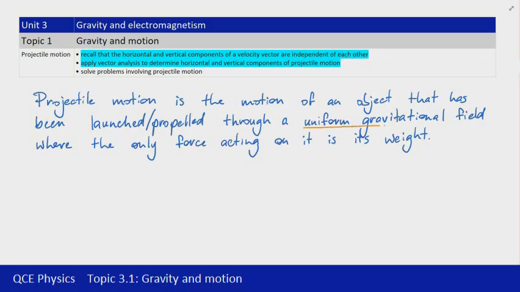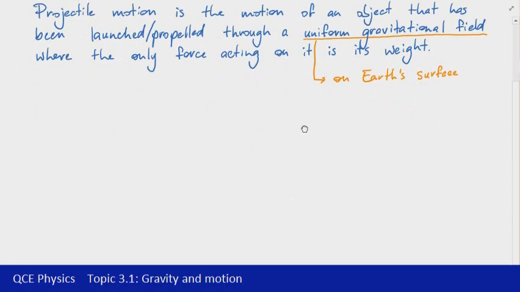Now, to make it a bit clearer, this idea of a uniform gravitational field, to simplify it a little bit, just consider that to be on Earth's surface. Adding that there just makes it a little bit easier to identify. By saying on Earth's surface, we're saying that it's not in orbit, it's not in space where there's little or no gravity. We're basically just saying that we're only going to be dealing with the Earth's surface itself.